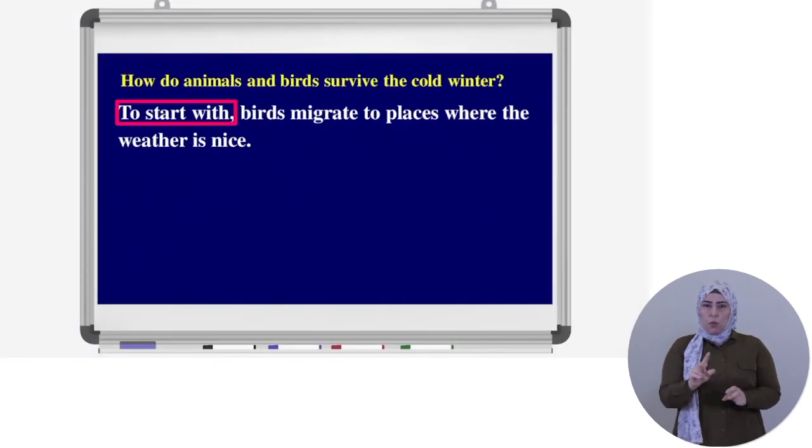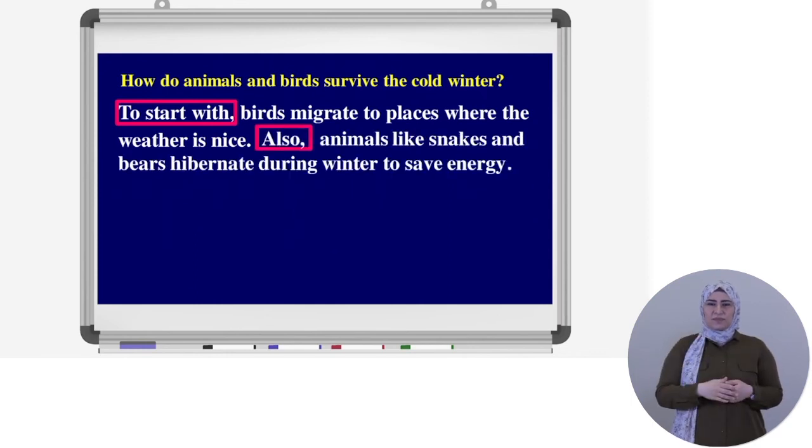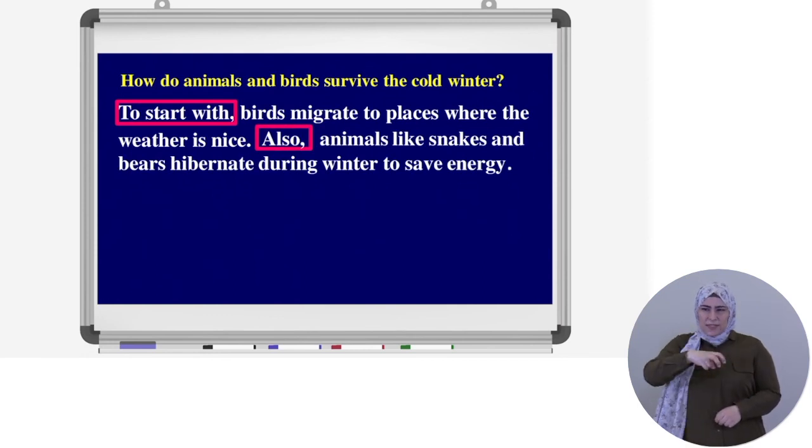I am using here a connector to begin my paragraph. I can say to start with or to begin with. To start with, birds migrate to places where the weather is nice. I can also say also to add information to the first sentence. So this is the other idea. Also, animals like snakes and bears hibernate during winter to save energy. And here I included the examples in my own sentence.